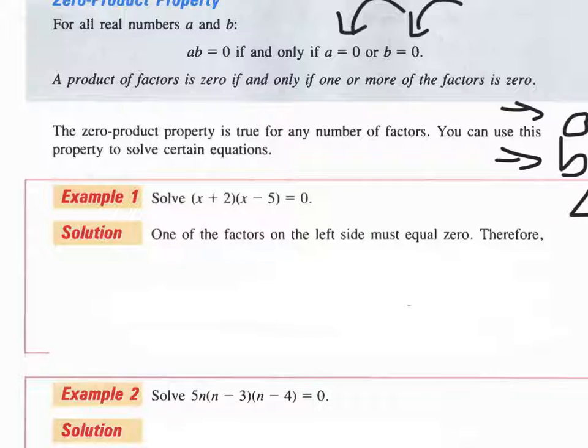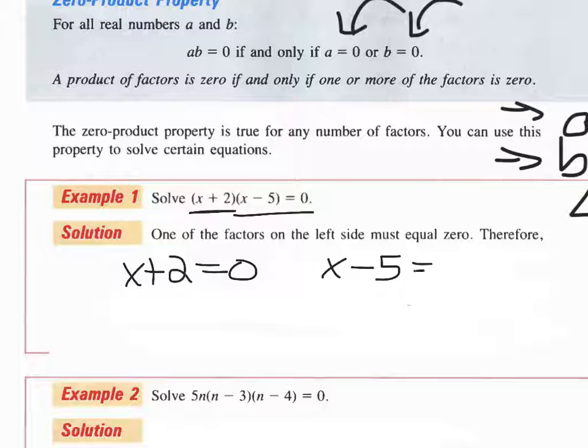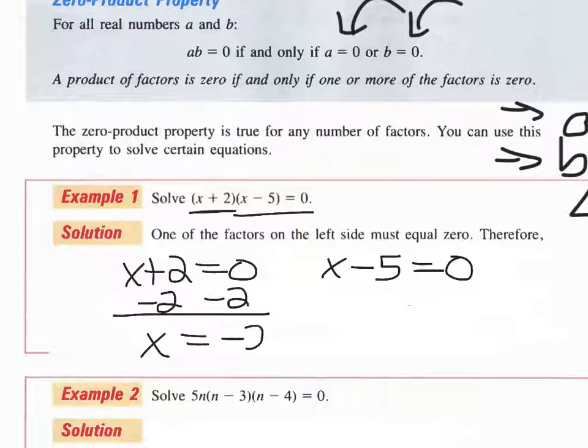So for example, in example 1, my problem is already factored for me. All I need to do now is apply the zero product property, and I'm going to set each one of my factors equal to 0. And now I have two simple addition and subtraction problems to solve for x. So here I will apply the subtraction property of equality, subtract 2 from both sides. Over here I'll add 5.